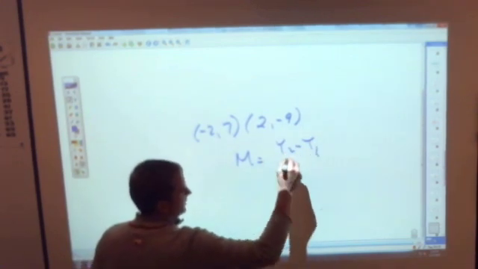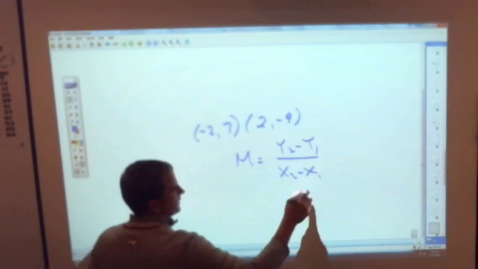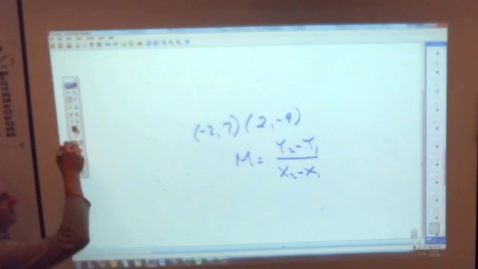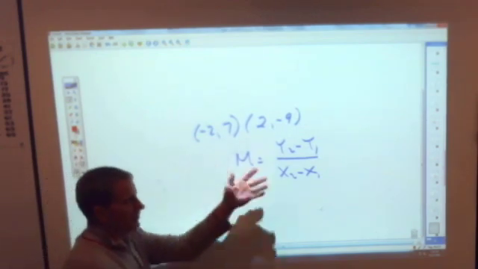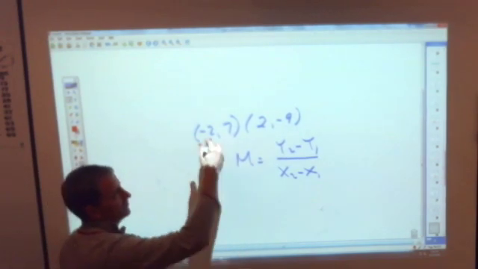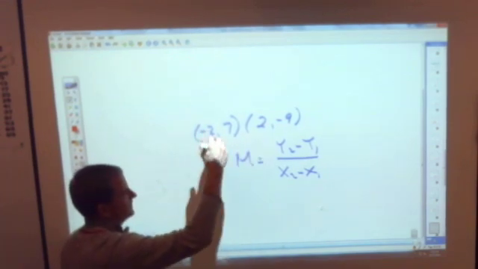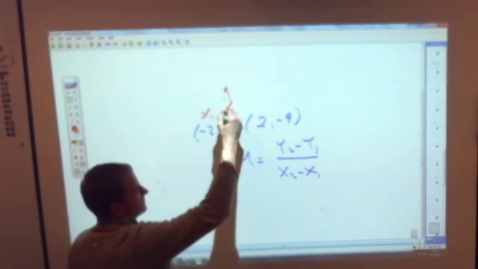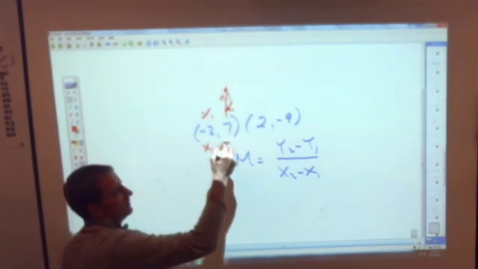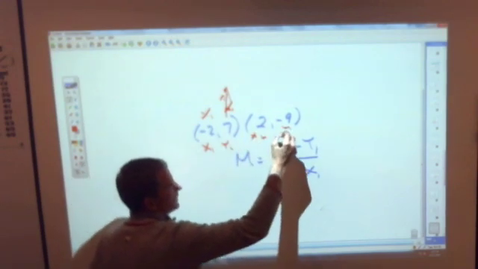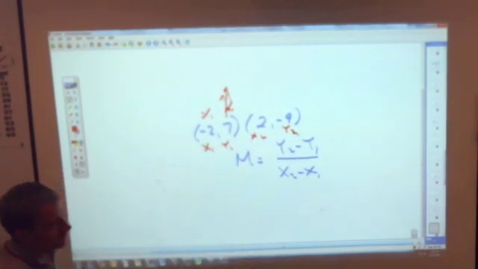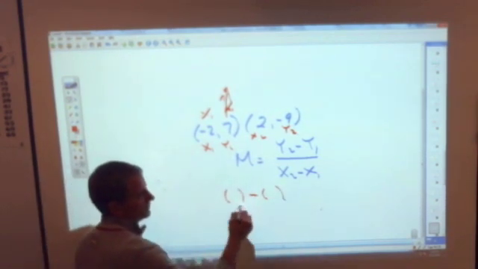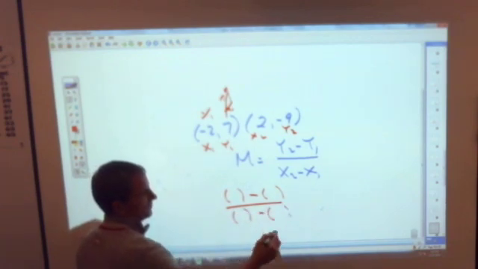Y2 minus Y1 over X2 minus X1. Please make sure you put the Y's on top because you get reverse slope. If not, I would strongly suggest that you write the points down, write the formula down, and then label your points. I don't care which way you do it. Just for consistency, I would say this is X1 and Y1, X sub 1, Y sub 1, X sub 2, Y sub 2. It's your call, however you want to label them. This is nothing more than subtraction, by the way.